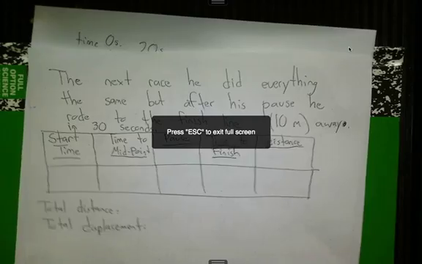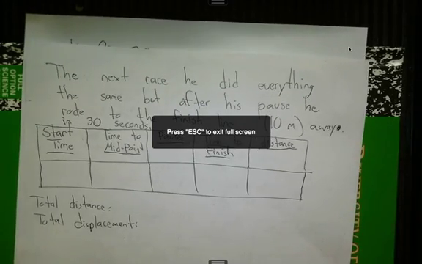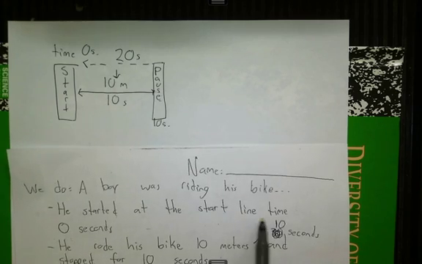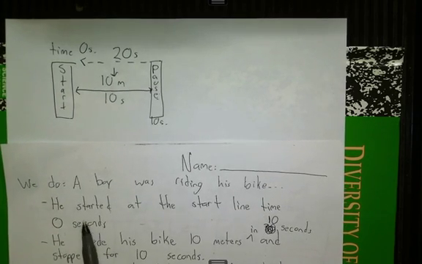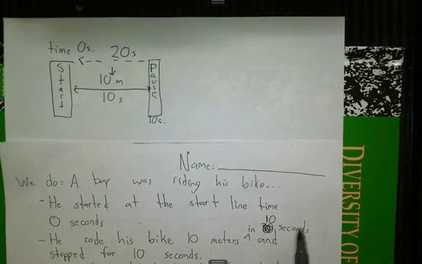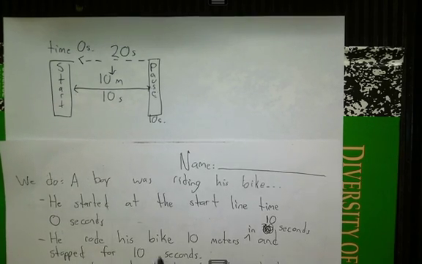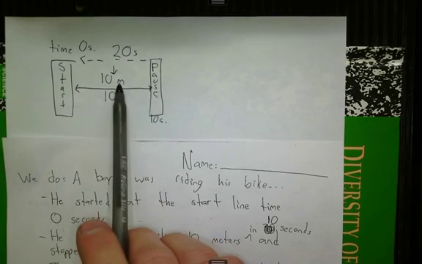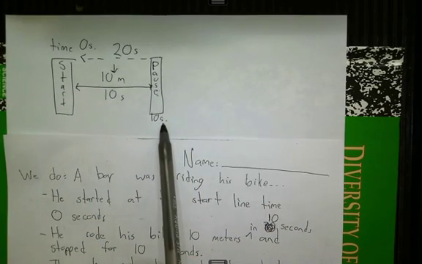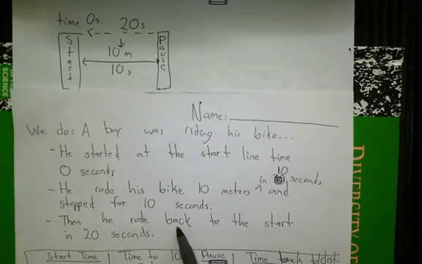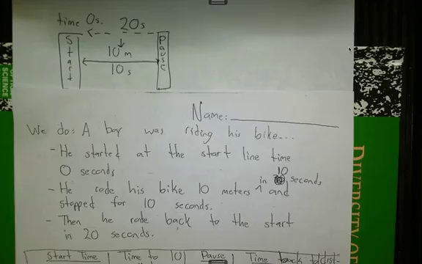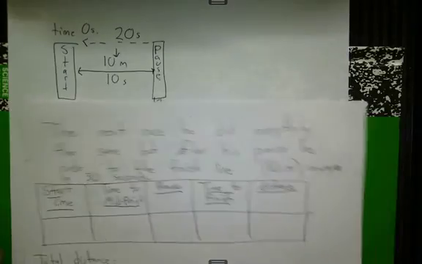Okay, so we're back. Now, this is part 2 of the bike race problem. If we remember, we have our biker who started at the start line, time 0 seconds. He rode his bike 10 meters in 10 seconds and then stopped for 10 seconds. Then in the first part of this problem, he rode his bike back. Now, let's go back and check out the new question.